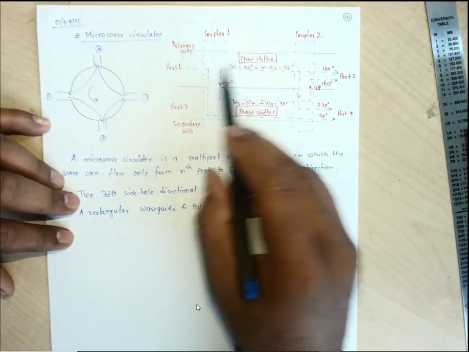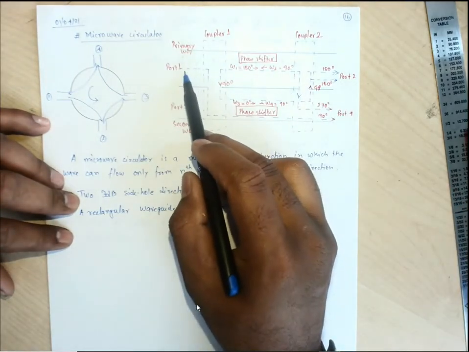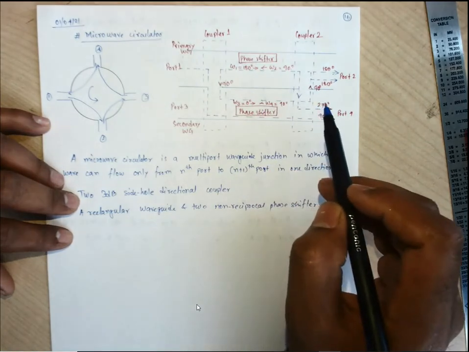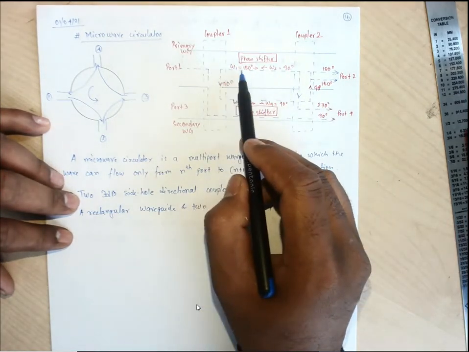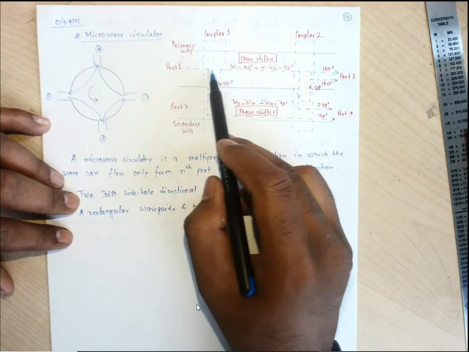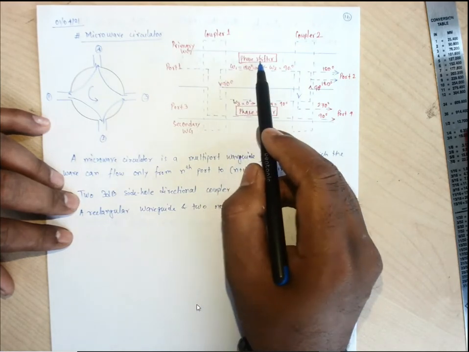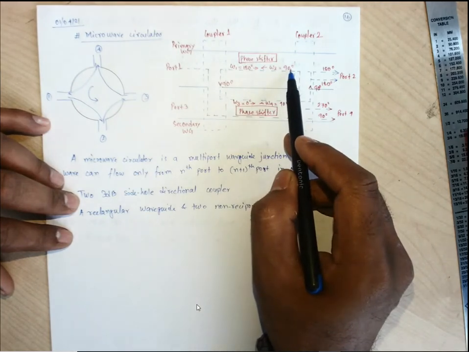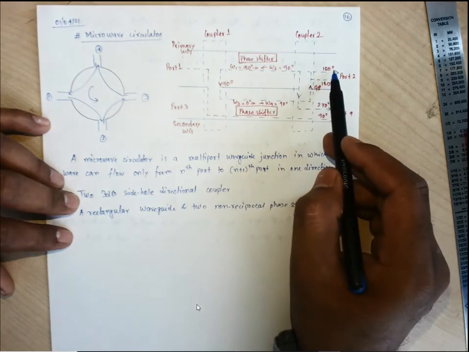Coupler action is going on. Through port, coupled port. The coupled port has by default a 90 degree phase shift. So the through port from this coupler 1, when it comes out of the through port, this phase shifter introduces a 180 degree phase shift. So when it enters coupler 2, it comes out of the through port with the same 180 degree phase shift.